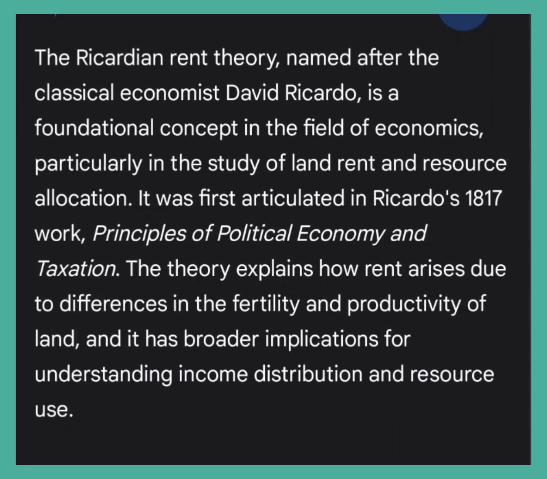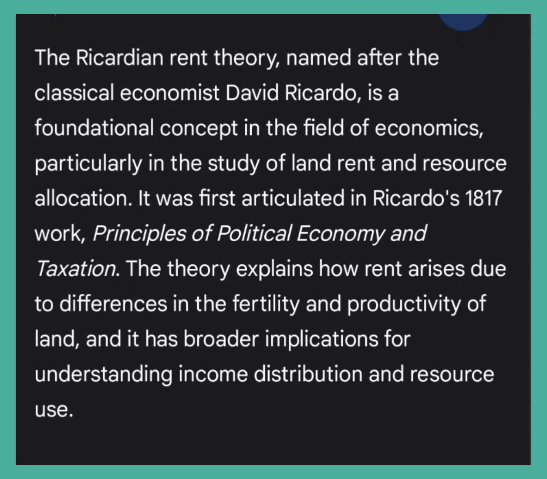The Ricardian Rent theory, named after the classical economist David Ricardo, is a foundational concept in the field of economics, particularly in the study of land rent and resource allocation. It was first articulated in Ricardo's 1817 work, Principles of Political Economy and Taxation. The theory explains how rent arises due to differences in the fertility and productivity of land, and it has broader implications for understanding income distribution and resource use.